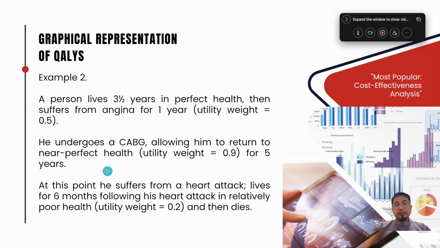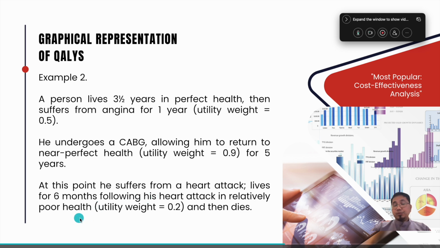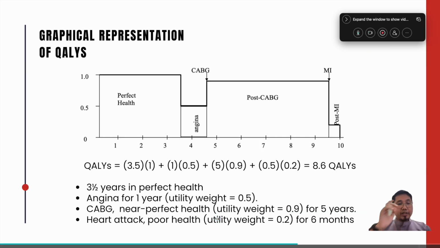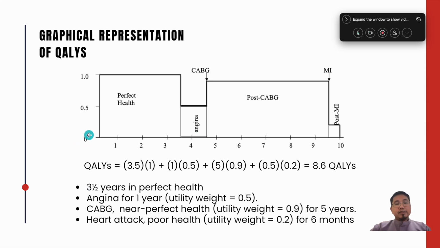Then he lives for 6 months with relatively poor health, about 0.2, then dies. So how is the graphical representation of the QALY for this scenario? Like I said, the patient has 3.5 years in perfect health. Perfect health is 1, right? And then 3.5 years multiplied by 1 is 3.5 QALYs.